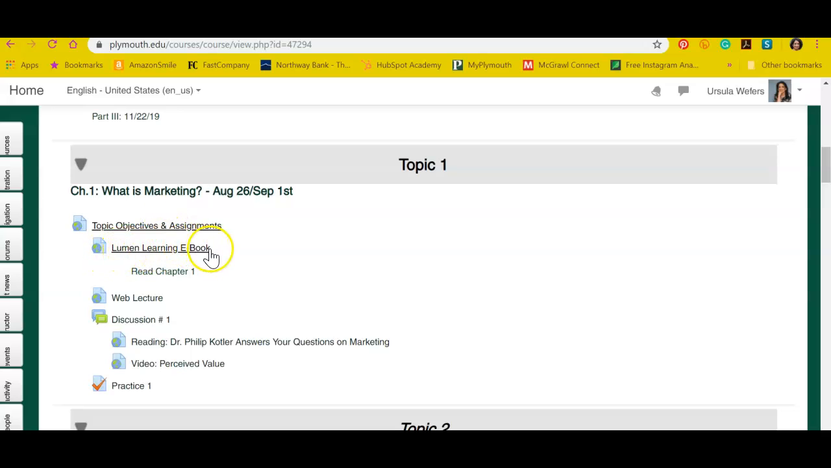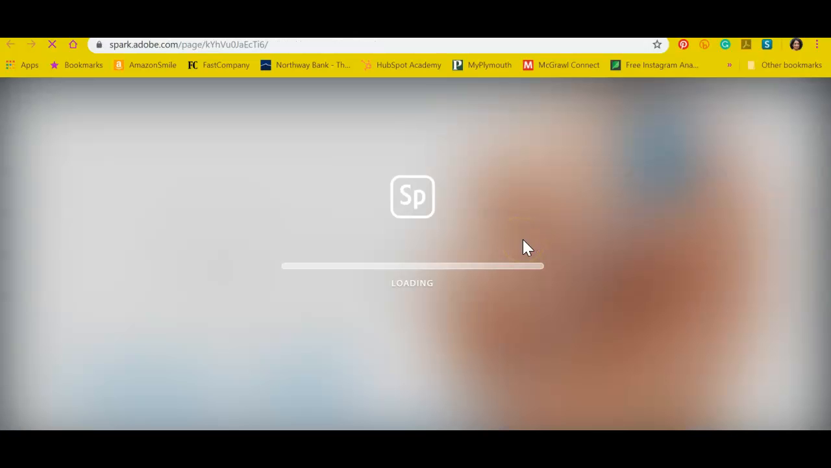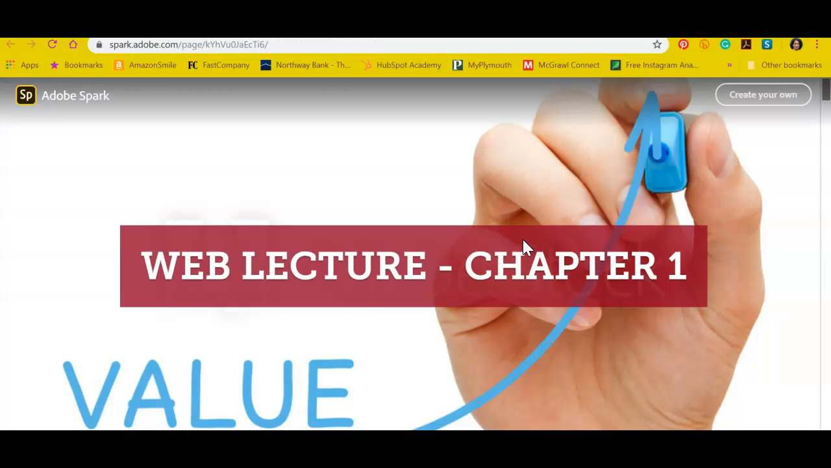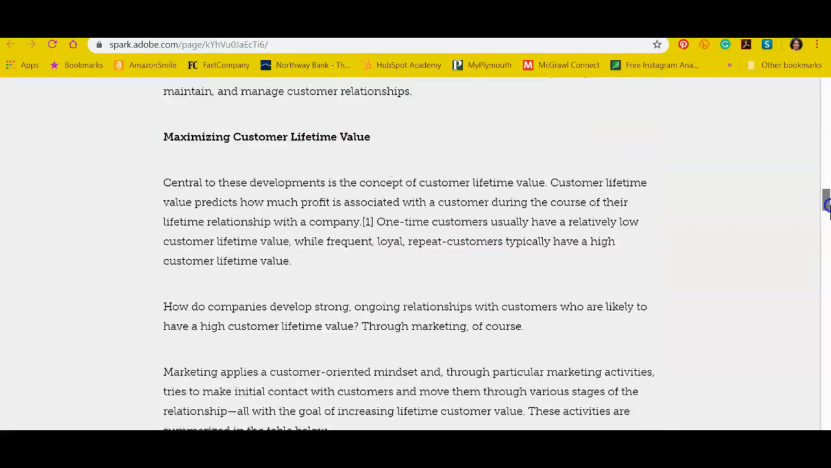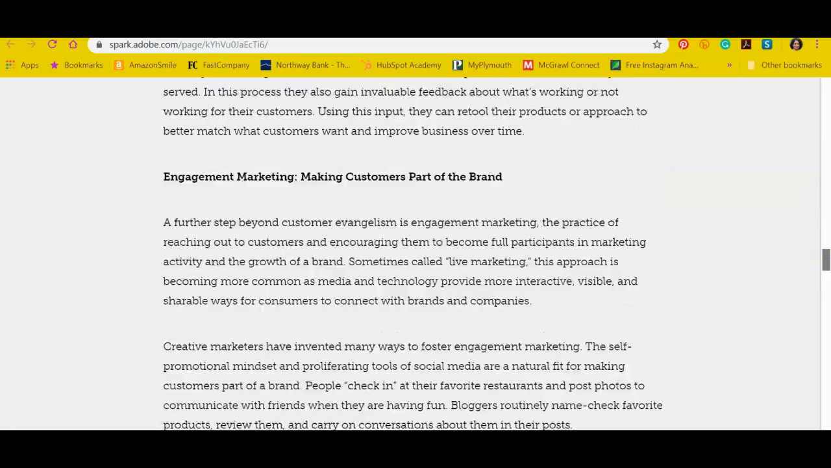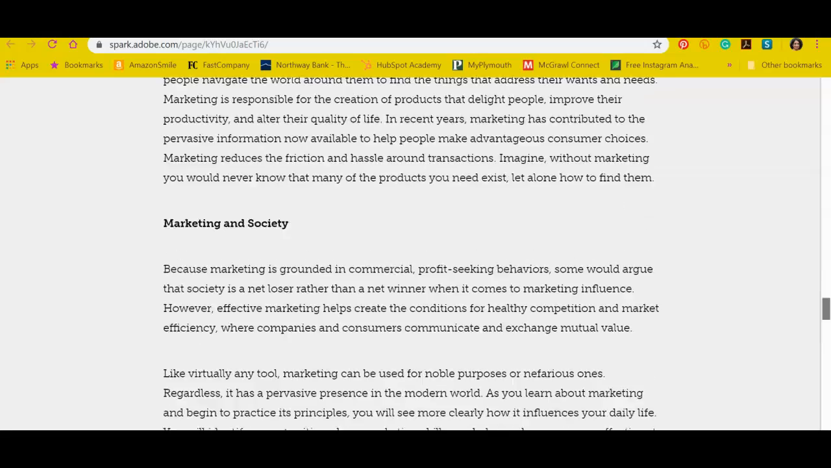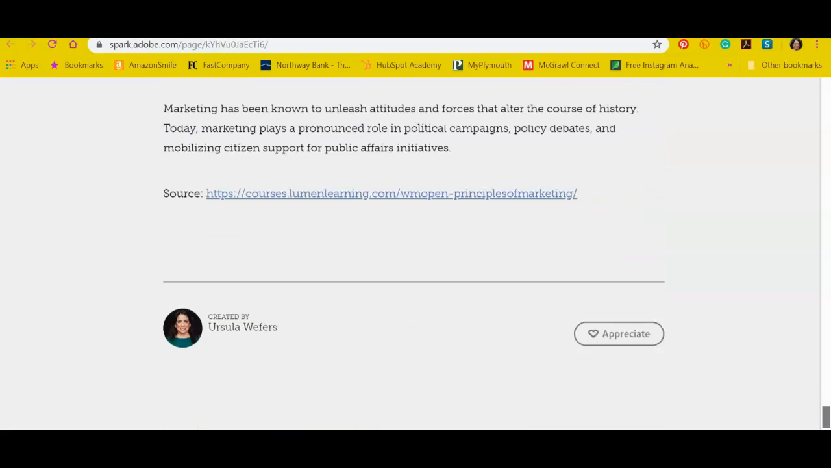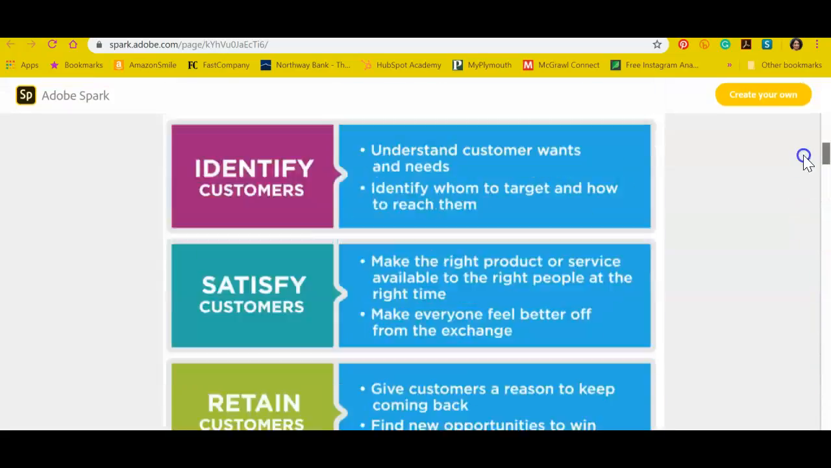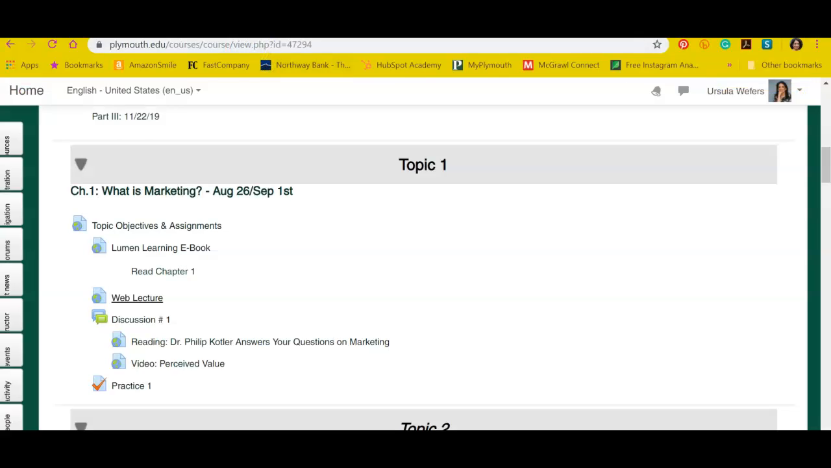So right here you have again the link to the book, and your instruction is to read chapter 1. And then you have here the web lecture where, like I said, I curate content from your book and make a summary of the most important information. You can go over this and read the rest of the information of your chapter. There are videos, make sure you watch everything. And you have the information right here.